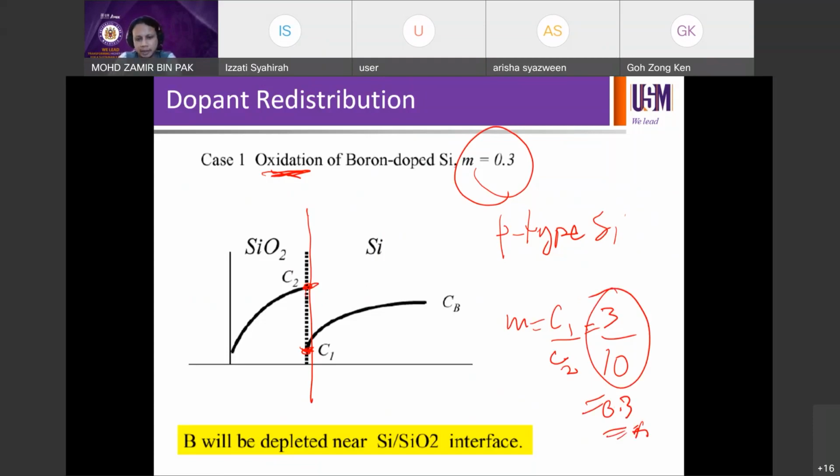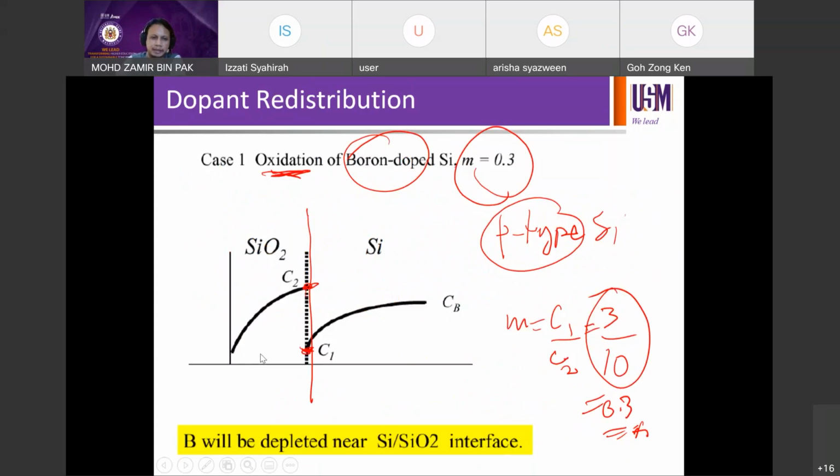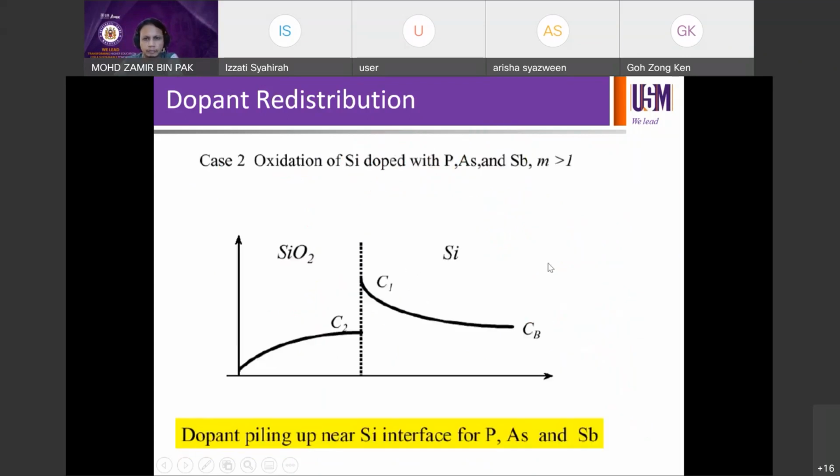So boron will be depleted near the silicon dioxide interface. And boron is P-type, right? Remember we talked about this on the previous page. Dopants are moving into silicon dioxide and depleting the silicon layer, so they can migrate from there to there, leading to M less than 1. More dopants go into silicon dioxide and less dopant is left in the silicon due to depletion.